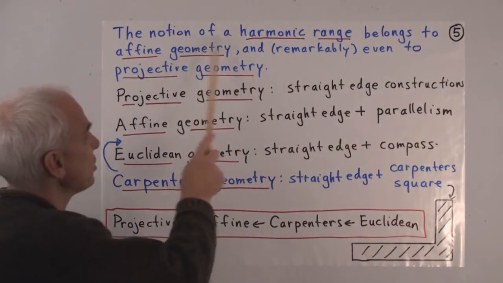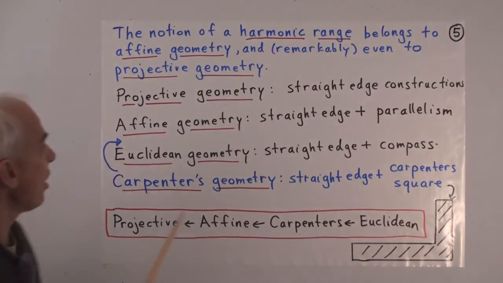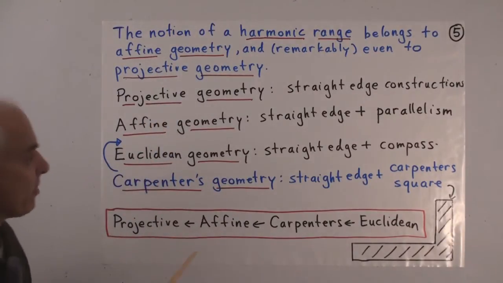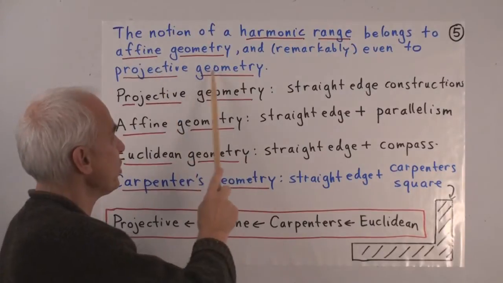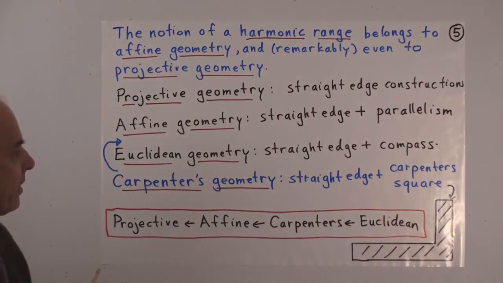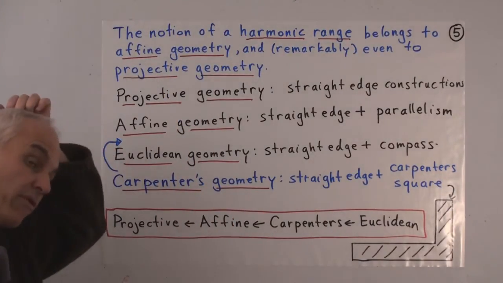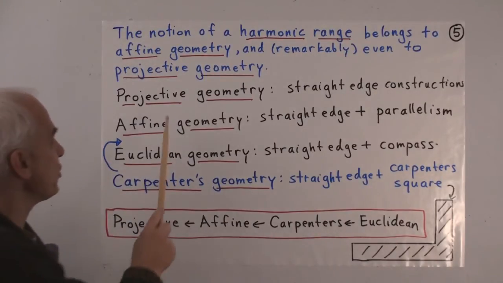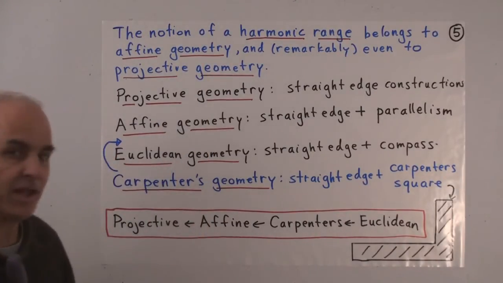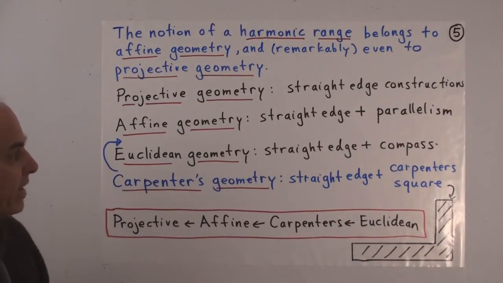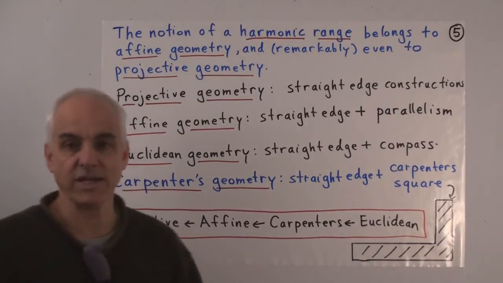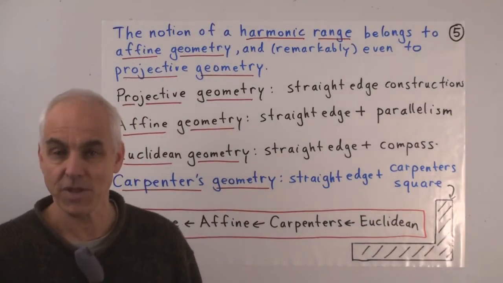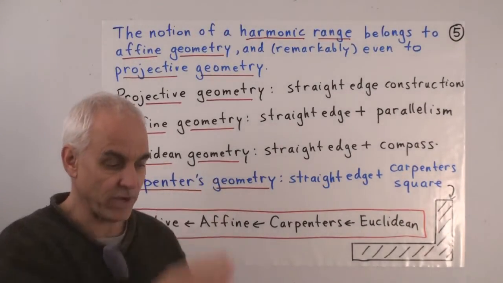So it turns out that this notion of a harmonic range belongs to affine geometry, and remarkably, even to projective geometry. Now those are terms that are going to be important for us, so let's just very quickly introduce them here. Projective geometry is roughly the geometry that you can get in the plane by only having a straight edge. That's the only tool that you have at your disposal.